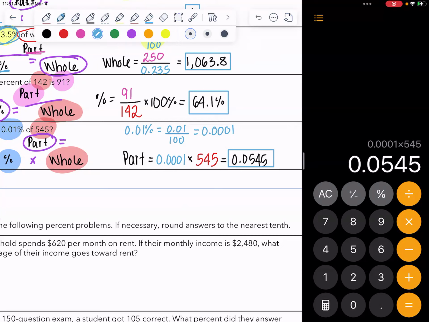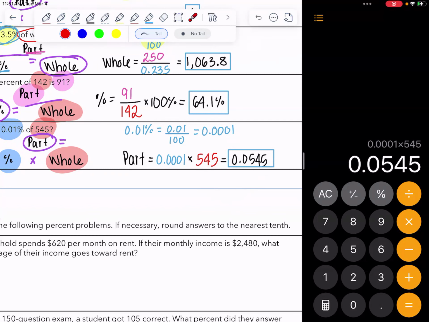Now, it might feel like that number is too small, but if you think about what 1% would be of this number, 1% of this number would be 5.45. So if 5.45 is 1% of this number, then 0.01%, which is 100th of that, is going to need to be 100 times smaller.